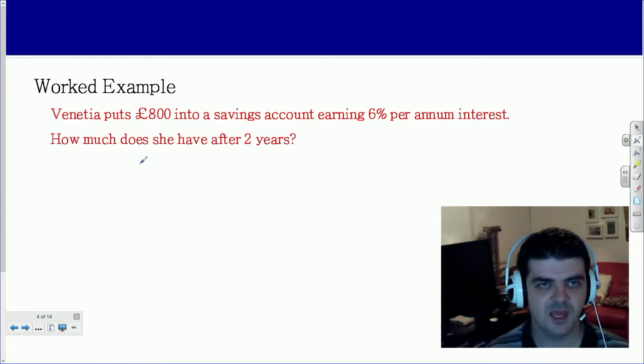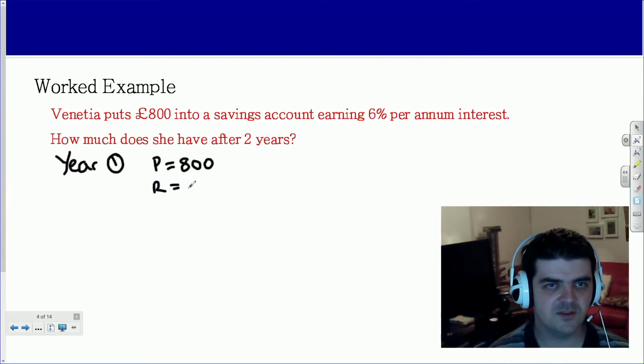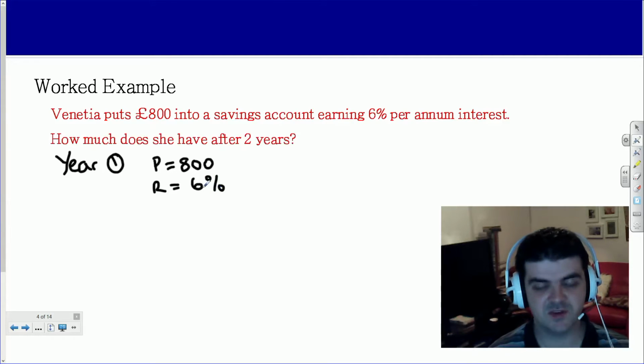Right. So, if I start off with this, first of all I'm going to do year 1. And in year 1, our principal sum is 800 quid. And our rate of interest is 6%. Our percentage rate of interest, sorry.